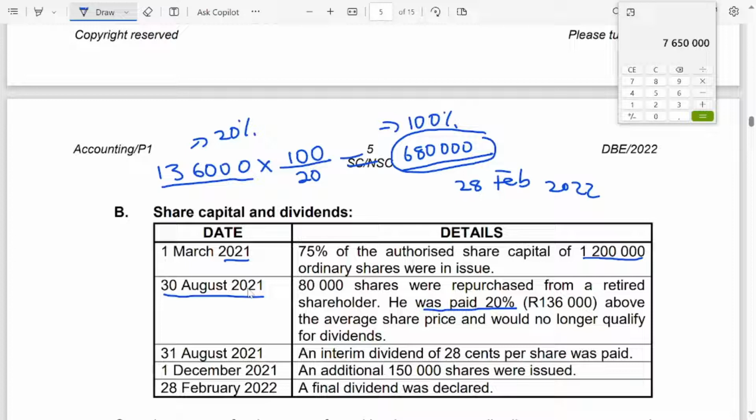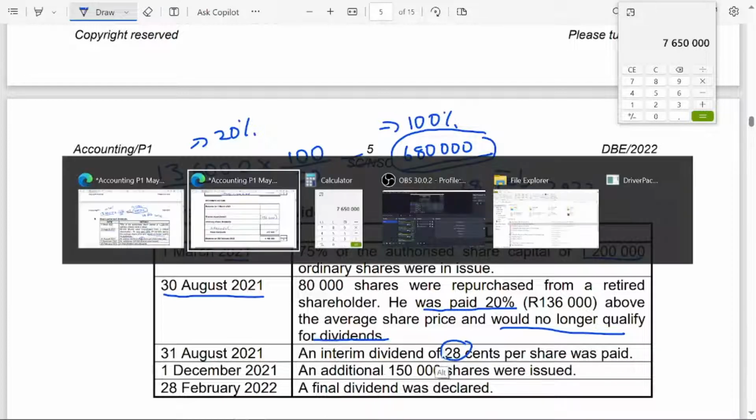Now remember, they said of the buyback of shares, this shareholder will no longer qualify for the dividends. So meaning that he's not going to be paid the interim dividends. So meaning that this 28%, right? This 28% is for the interim dividends.